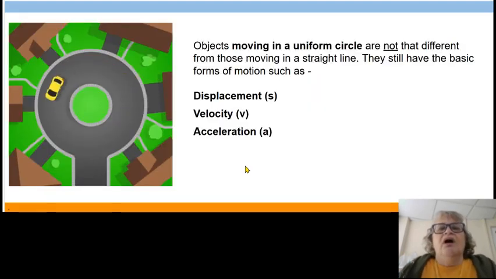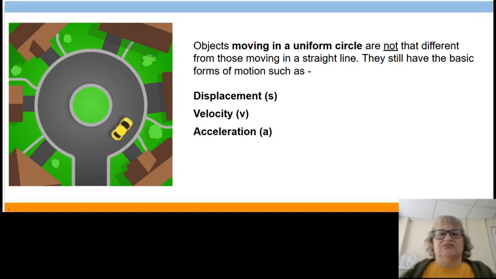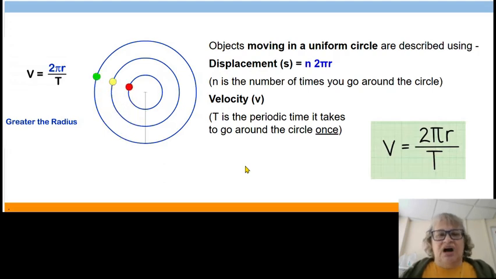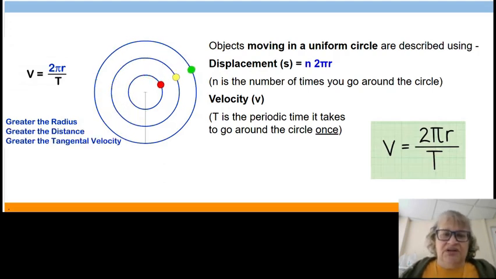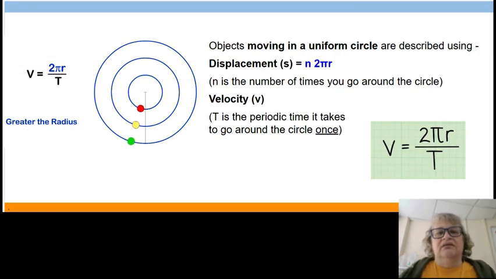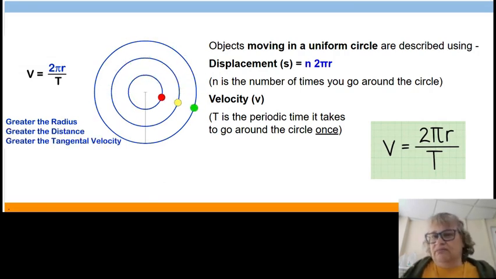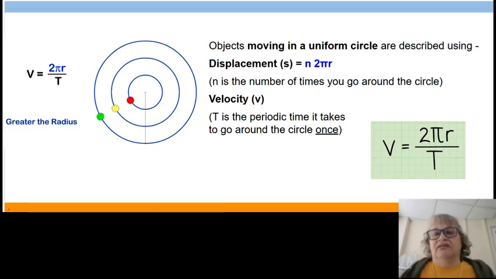First off, objects moving in a uniform circle are not that different from those moving in a straight line. They still have the basic forms of motion like displacement, velocity, acceleration, force, etc. The differences are that because it's moving in a circle, we have to apply different mathematics to figure out the length.